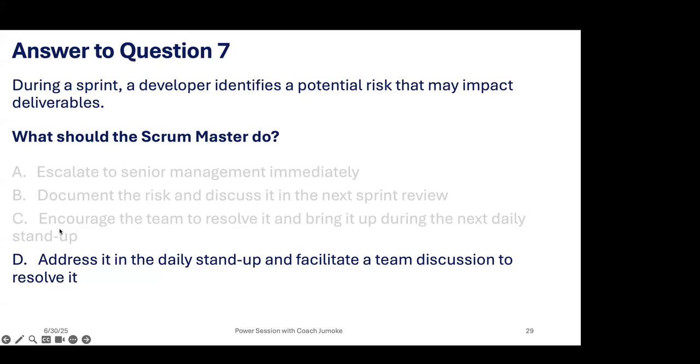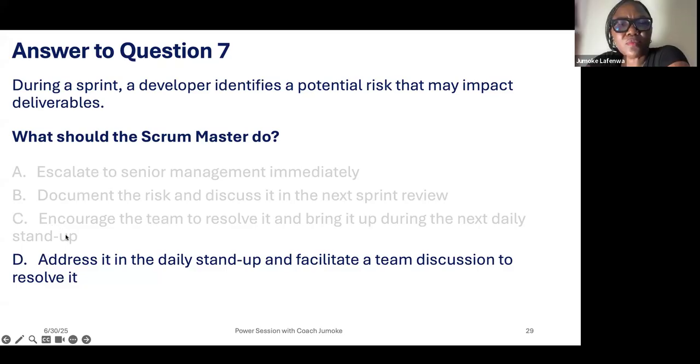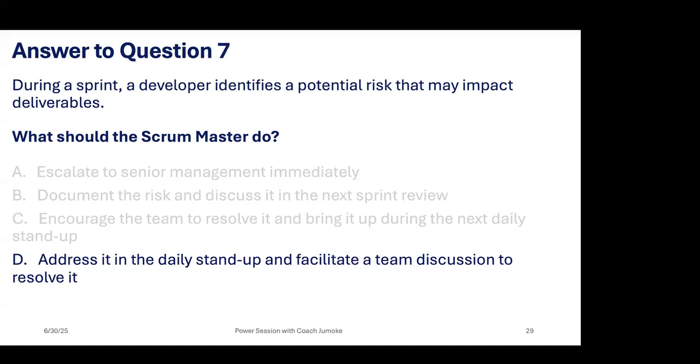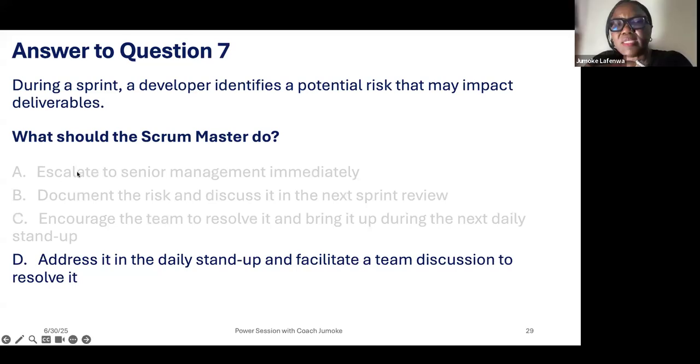Nicholas, what did you go for? I went for B. All right. So now let's look. We have said that A, before you escalate, it means it is out of your power. You would have established that this is where we are escalating, but there's nothing that says it's out of your power. So A is out.